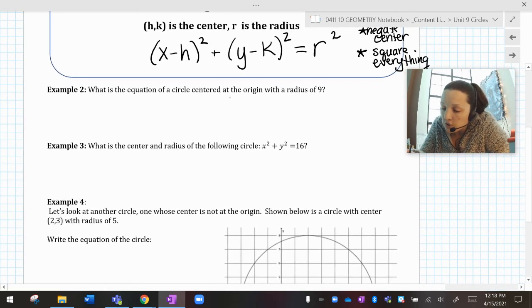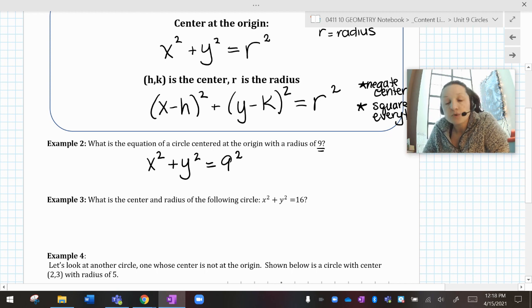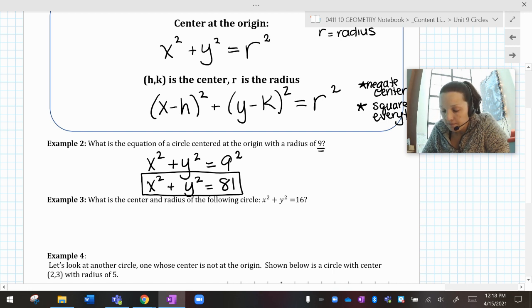What's the equation of a circle centered at the origin with a radius of 9? Well, if I'm centered at the origin, it's x squared plus y squared equals r squared. My radius is 9, so it would be 9 squared. X squared plus y squared equals 9 squared. And normally what we do is we actually square that last number. So 9 squared is 81. X squared plus y squared is 81.